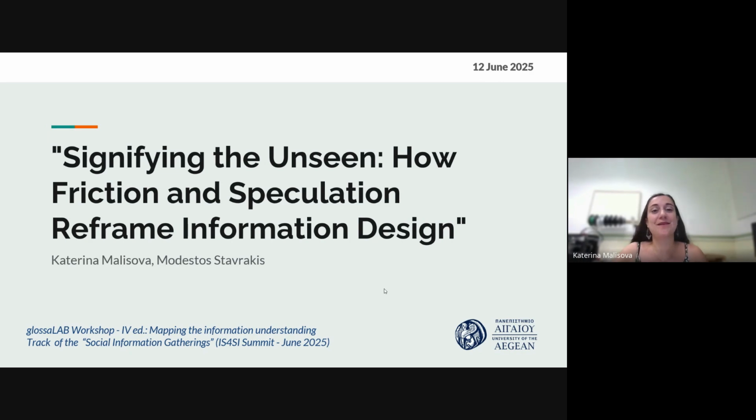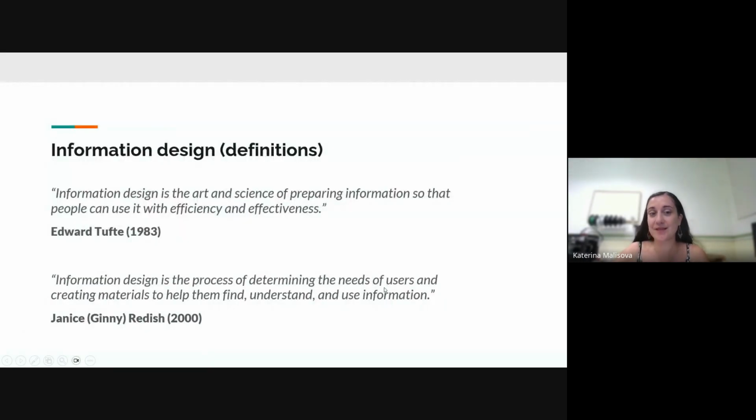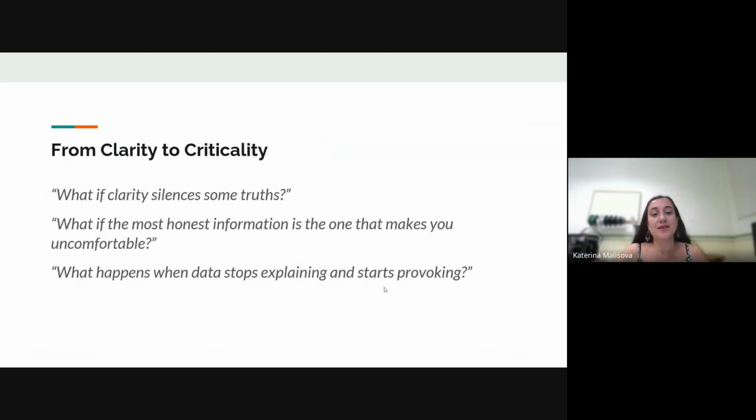For today, our presentation is Signifying the Unseen: how fiction and speculation reframe information design. Next slide, please. So let's begin by grounding ourselves in what information design traditionally means.